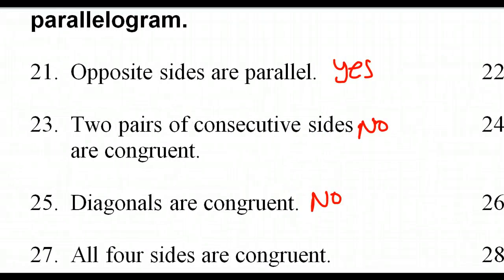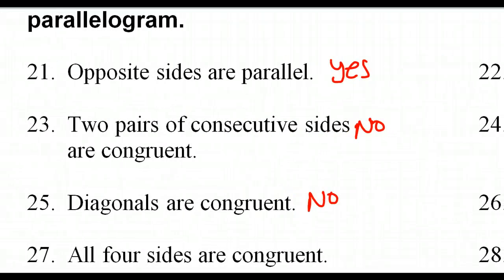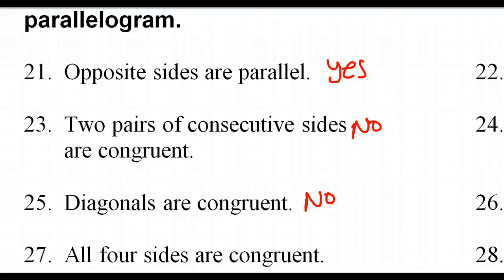Okay, number 27, all 4 sides are congruent. All 4 sides are congruent. Well, guess what? If all 4 sides are congruent, what kind of a shape do we have? Yeah, that's a rhombus. And a rhombus is just a special kind of parallelogram, so that would definitely make it a parallelogram. So that's a yes.